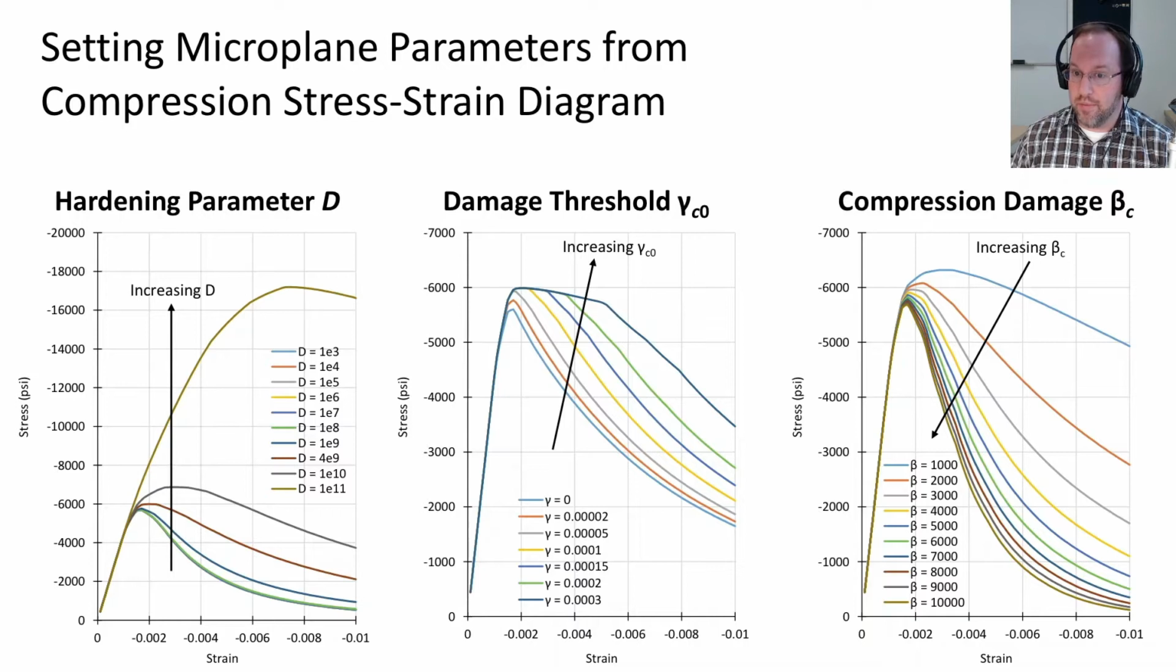Lastly, our compression damage parameter shows us how quickly our stiffness drops off once we've started accumulating damage. So this is post-plateau, so it'll only start accumulating damage after your plateau here. And the greater value of beta C will introduce a greater drop-off in your stiffness.